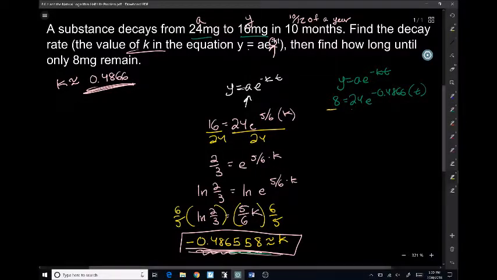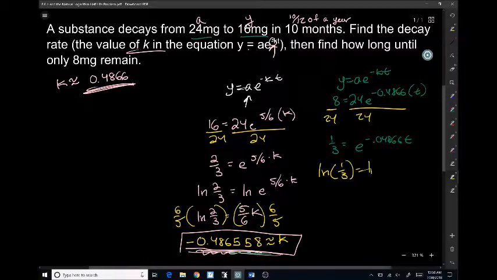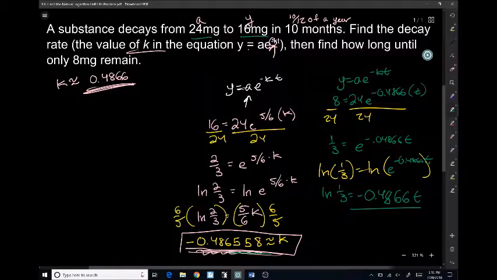Solve this like how we've solved everything else. Divide both sides by 24 first. That gives me 1/3 equals e to the negative 0.4866t. Take a natural log of both sides. And inside there was e to the negative 0.4866t. And that's going to leave us with the natural log of 1/3 equals negative 0.4866t. Divide both sides by that number, and that'll give us t.